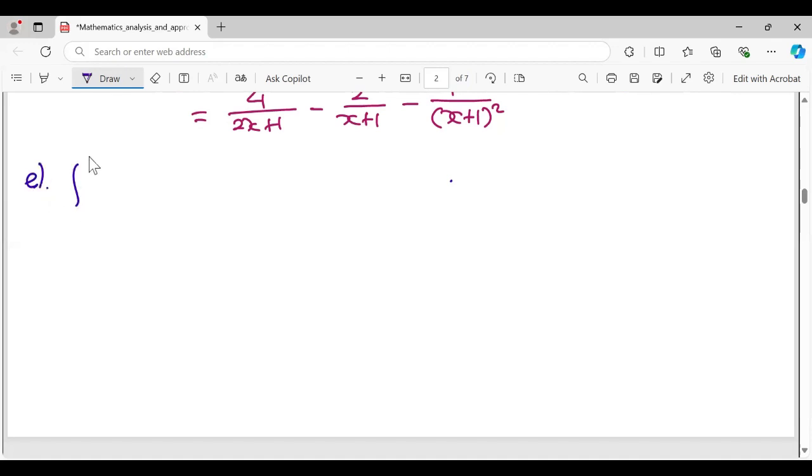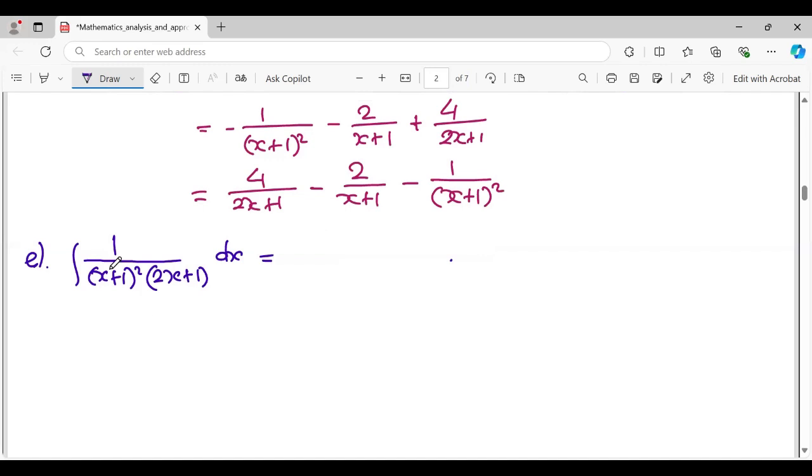Integral 1 over (x plus 1) squared (2x plus 1) dx. Okay, recall that this term is the same as this term, so I can write it like this: integral of 4 over (2x plus 1) minus 2 over (x plus 1) minus 1 over (x plus 1) squared dx.